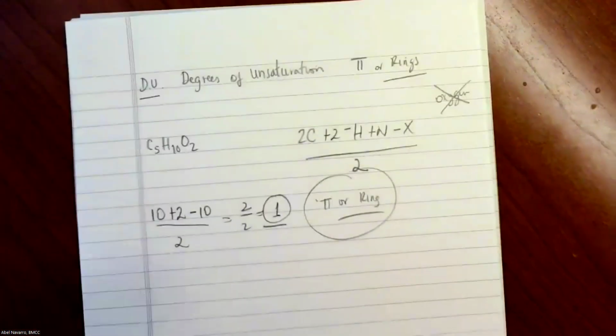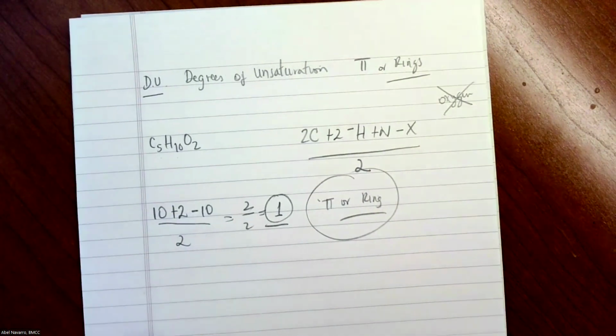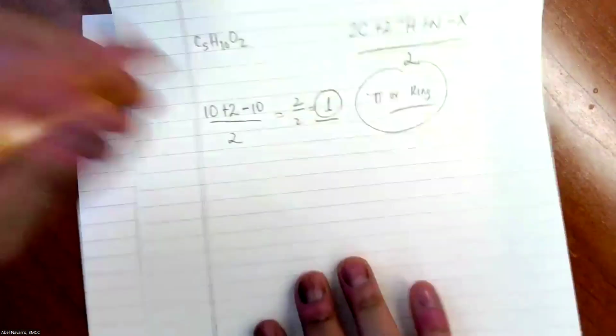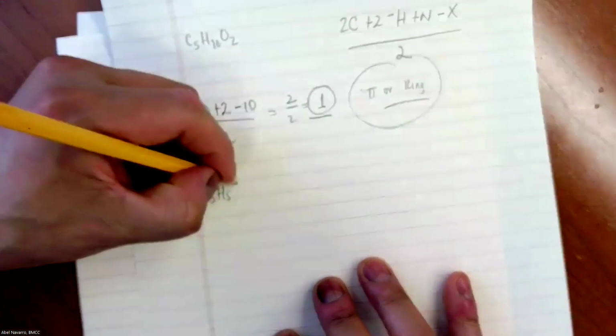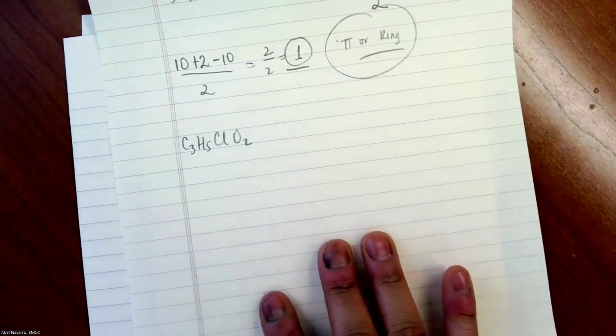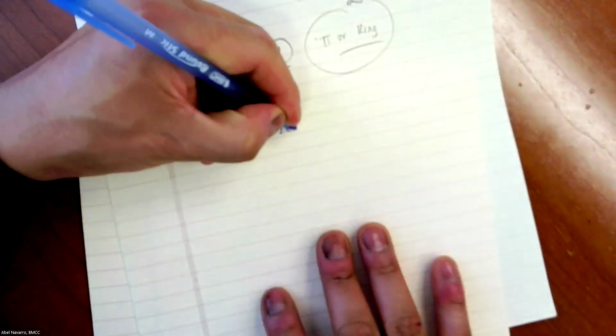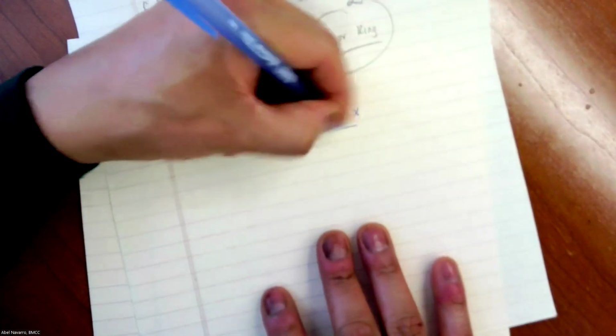Okay. Another one. Let me see another one right here. Okay, this one. C3H5ClO2. Okay. The formula is 2C plus 2 minus H plus N minus X divided by 2.